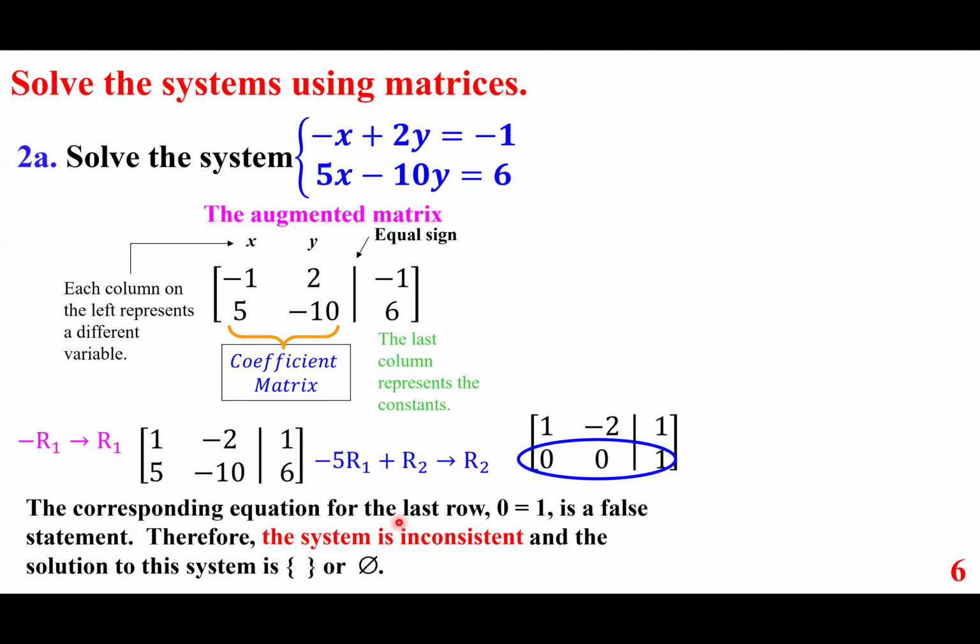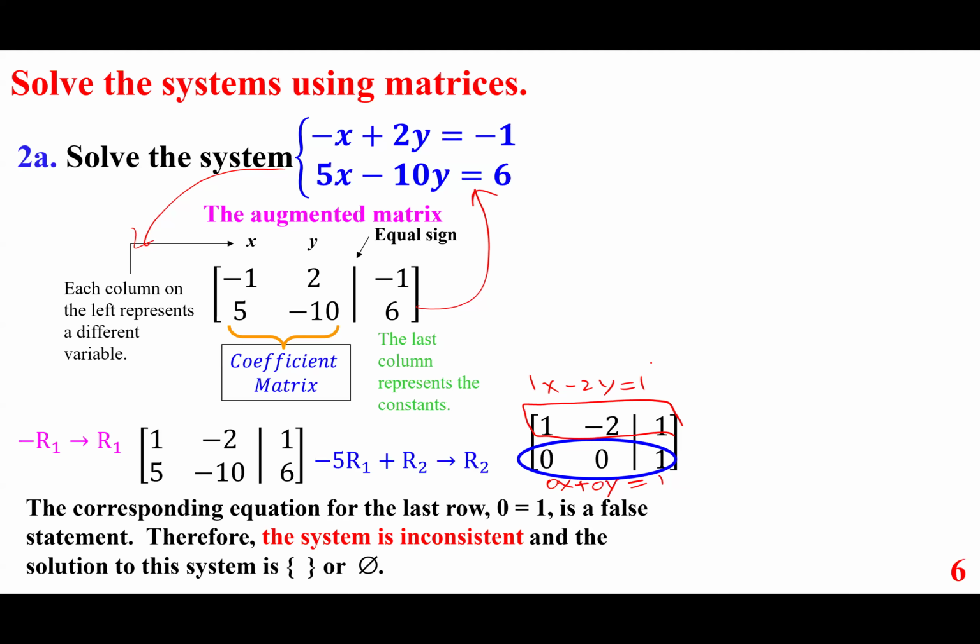The corresponding equation for the last row, 0 equals 1. If you look at this row, what does it mean? Remember, that's the augmented matrix. What if we want to go back from augmented? We should be able to go back and forth. This last row means 0x plus 0y equals 1. This first row, by the way, means 1x, and I put 1 on purpose, minus 2y equals 1. Just to let you know what it means.